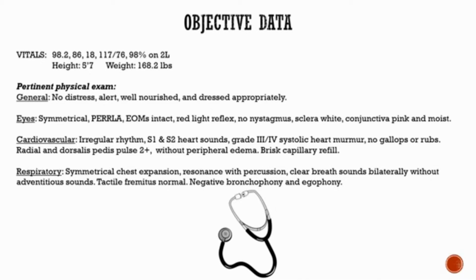She had an irregular heart rhythm related to atrial fibrillation. She has a grade 3/4 systolic heart murmur. Her radial and dorsalis pedis pulses were 2+ without peripheral edema. Respiratory system, her chest had equal symmetrical chest expansion. Her lung fields were resonant upon percussion. Clear breath sounds bilaterally without adventitious breath sounds. Tactile fremitus was normal and negative for bronchophony and egophony.